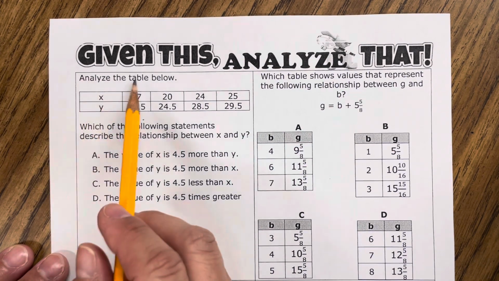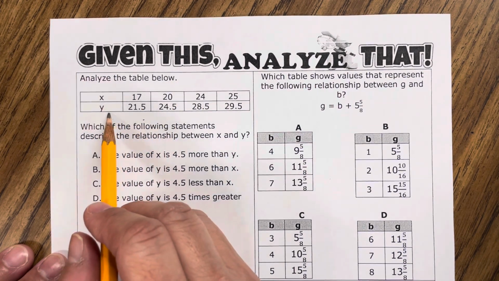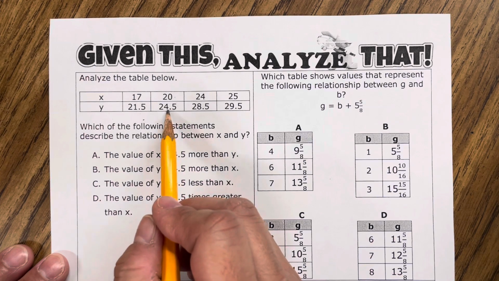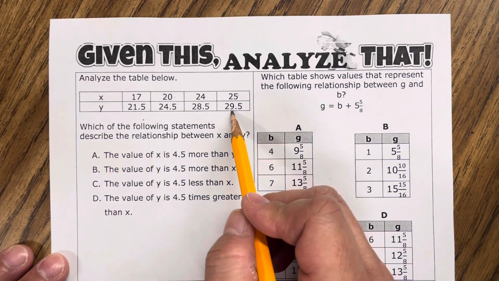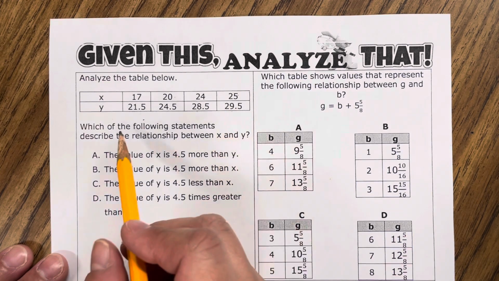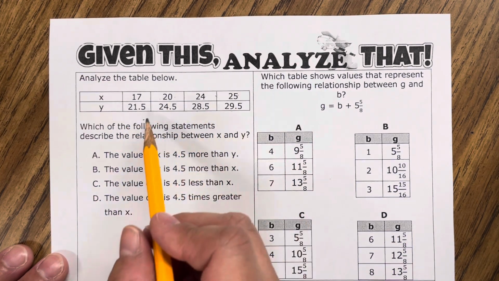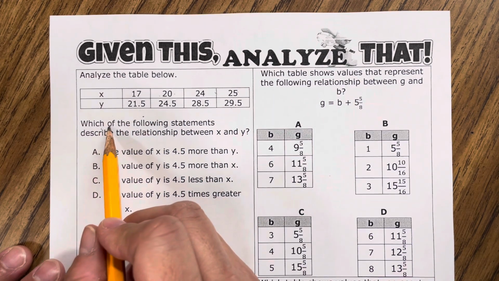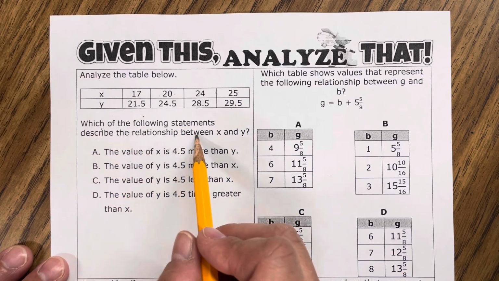Okay, this one says analyze the table below. You have X and Y, 17 to 21.5, 20 to 24.5, 24 to 28.5, 25 to 29.5. So it's not growing a whole lot. So you can tell it's not multiplicative, right? Or not with these numbers, right? And then which of the following statements describe the relationship between X and Y?